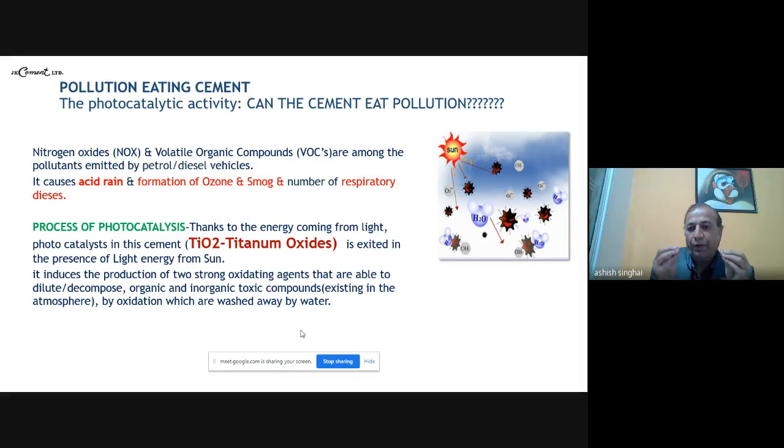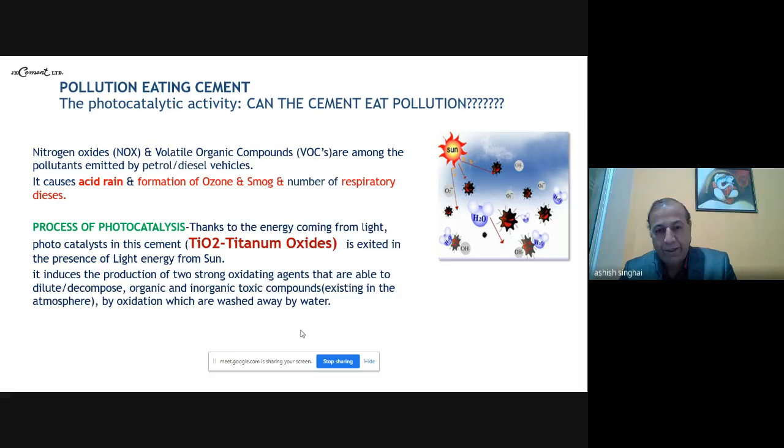So what is the beauty of this titanium oxide? Within that cement, it works on the process of photocatalysis. What is photocatalysis? Photocatalysis is a chemical process wherein, in the presence of sun and a little bit of moisture, this titanium oxide breaks the nitrogen oxides into nitrogen and oxygen. Once it is broken, it can be easily washed away and will not deposit on the surface. That is the concept on which this pollution-eating cement is based.